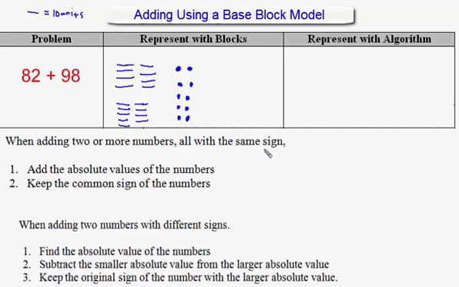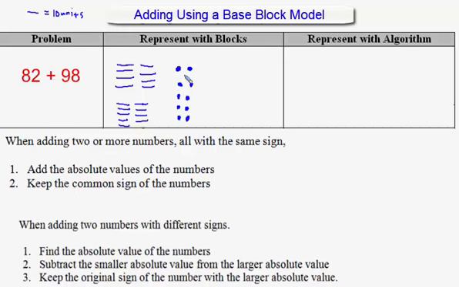Because these numbers have the same sign, take the absolute value of the numbers, but the absolute value of a positive number is itself, so the 82 would not change and the 98 would not change. So then you add them together and keep the common sign of the numbers, and the common sign to both of them is positive. So I will get a positive result by adding the number of rods and units together.